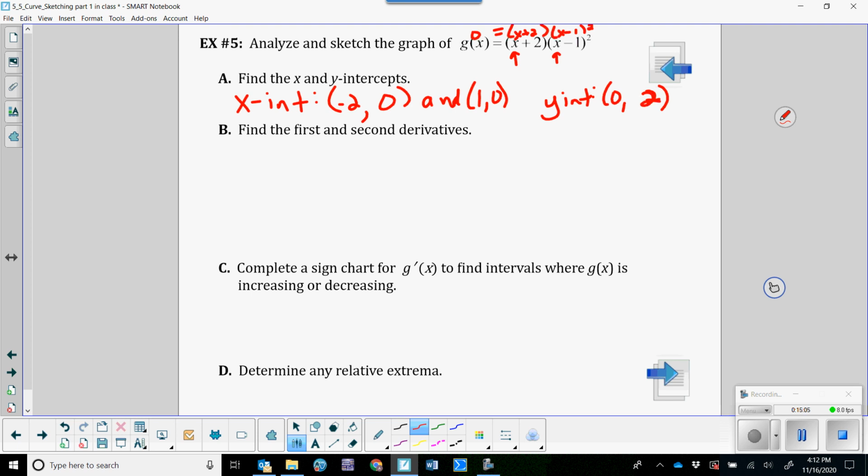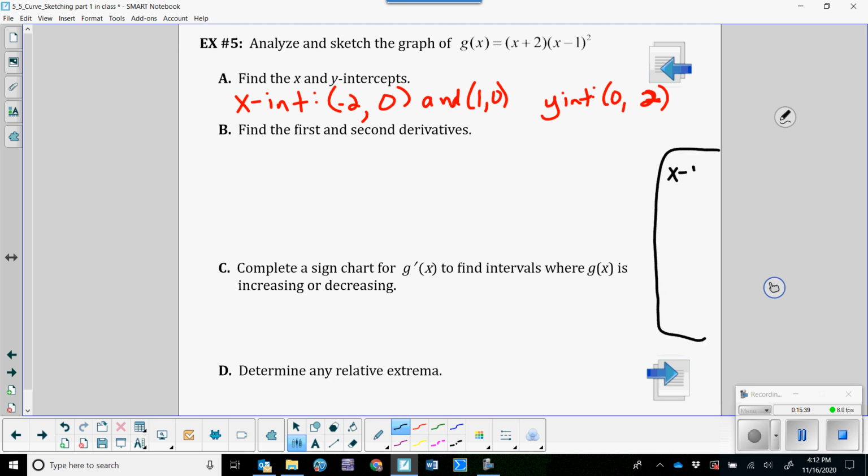Now, find the first and second derivatives. You could find the derivatives in a number of different ways, okay? You could choose to multiply out what you have up there and get a polynomial, which would certainly be probably the easiest thing to do, or you could do the product rule. I would say I've got to recognize that, hey, the power rule is much easier. So let me multiply this out. I'm going to use a little scratch area over here.